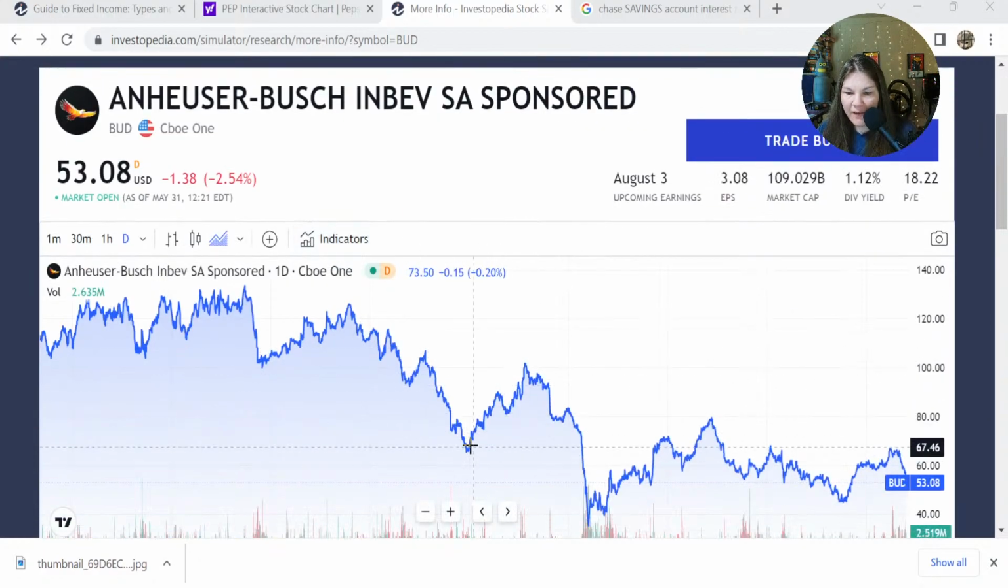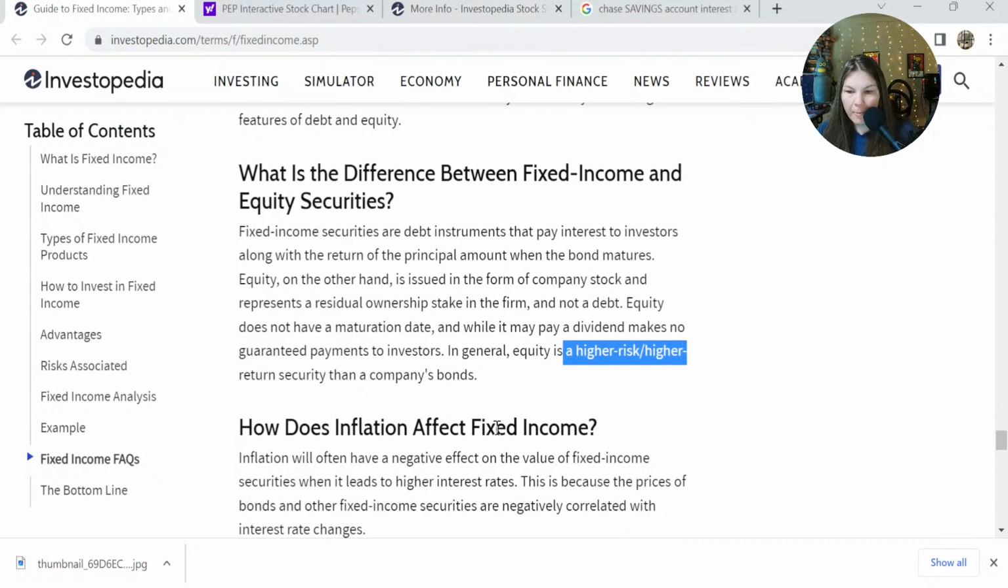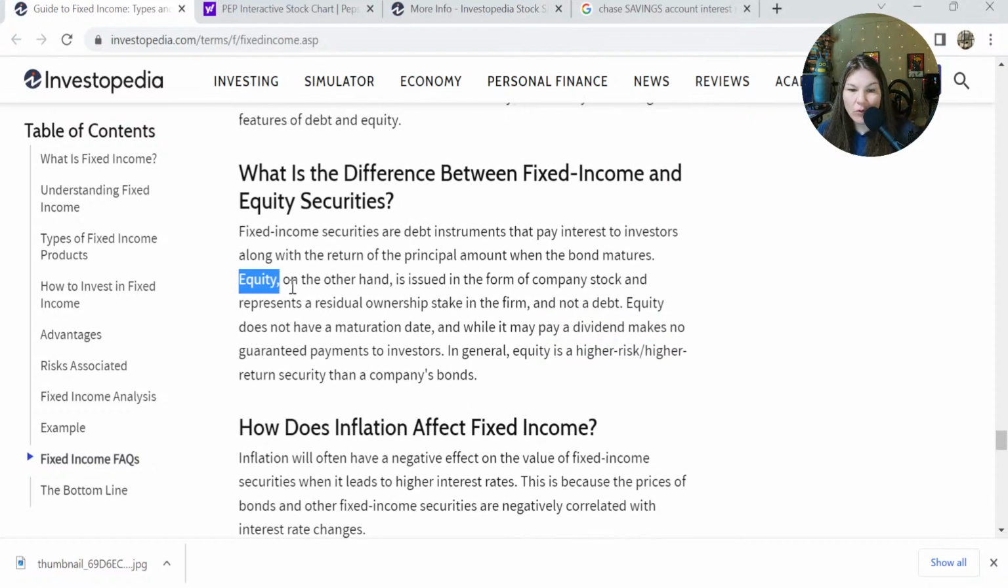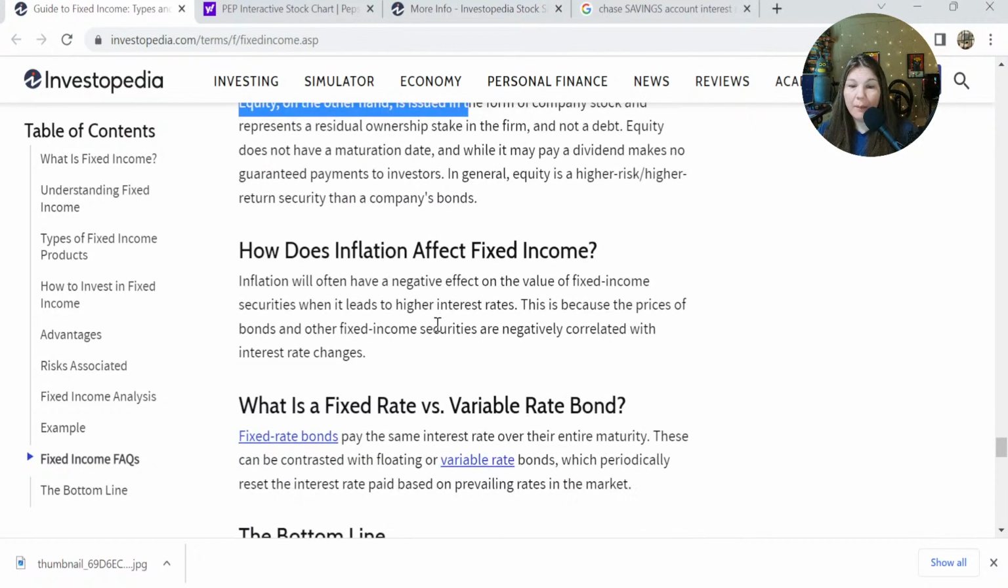So, if you buy it here and then it goes up here, well, now you just made $70 per share off of that, right? And if they pay dividends, you're also going to make dividend payments. So sometimes getting equity in a company is a better option, especially if it's a good company.